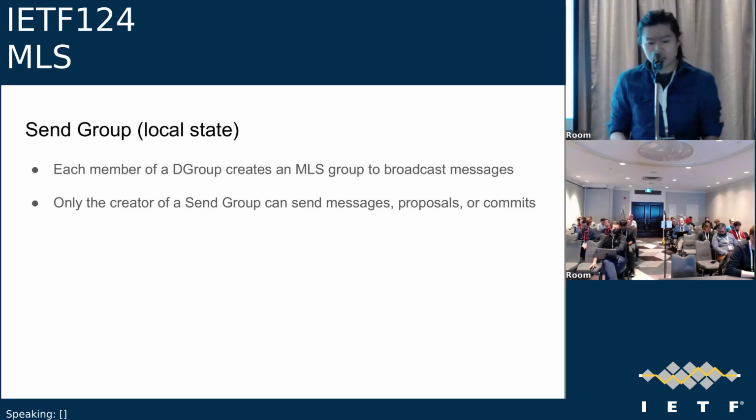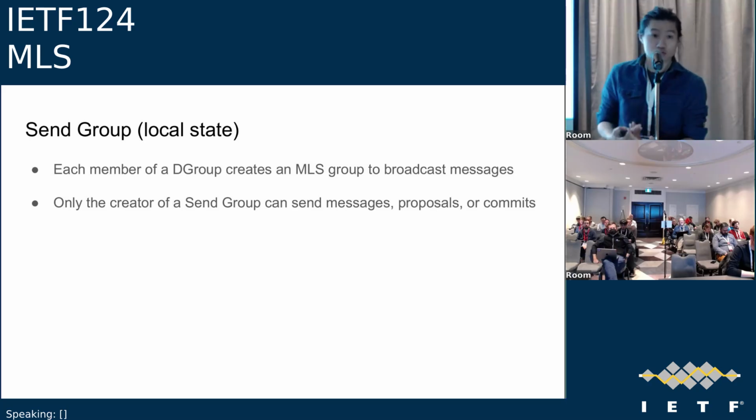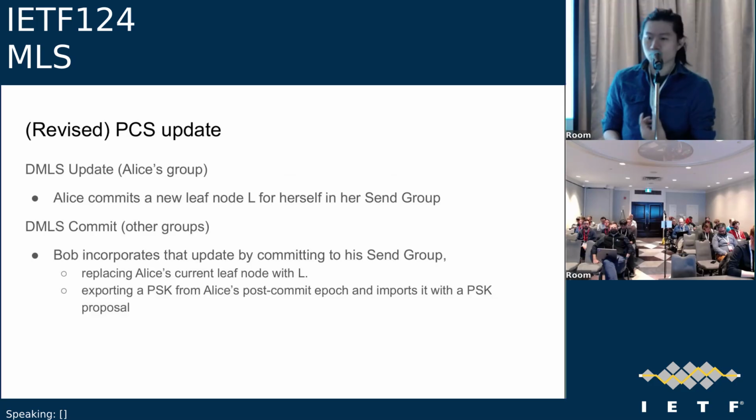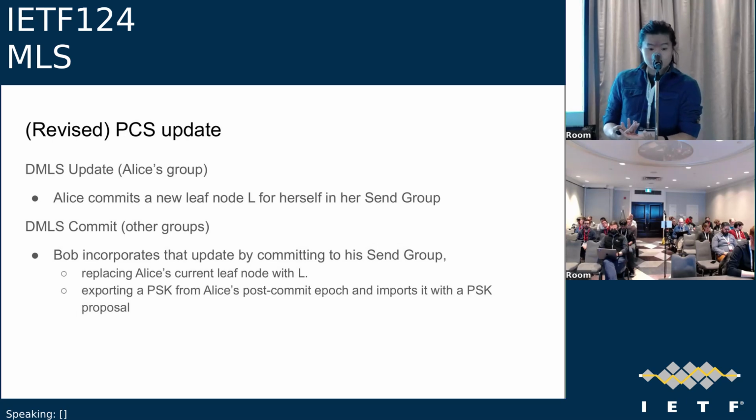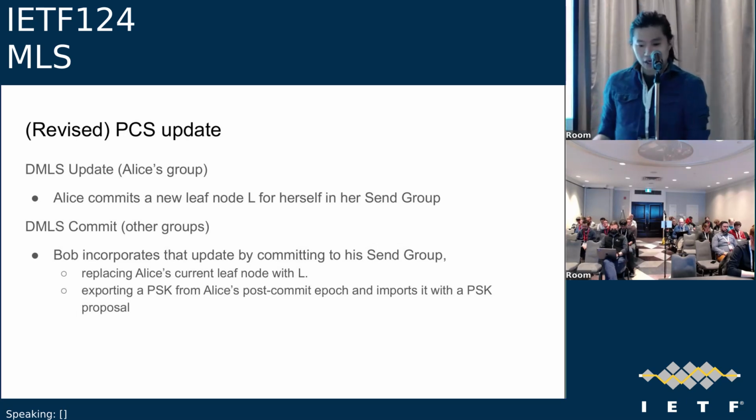Each participant of the DMLS group creates an MLS group to distribute their state and to encrypt messages. Only the creator of the same group can send messages, proposals, or commits. And so we first introduced this in IETF 122. Since then, from feedback, we've incorporated feedback around the security properties.